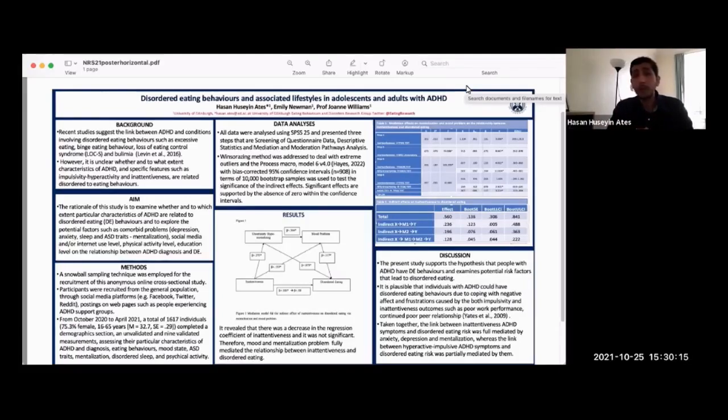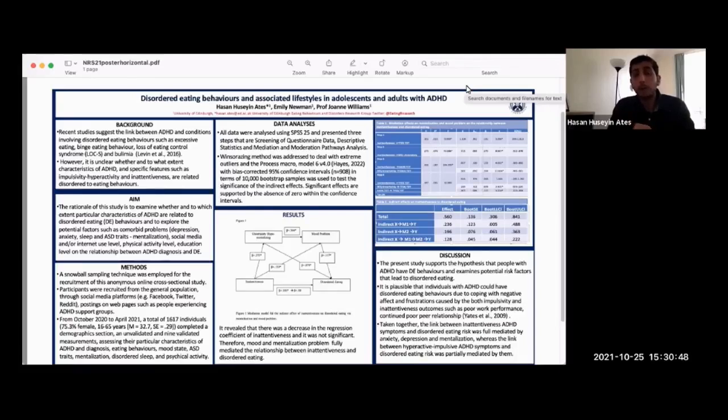And the Winsorizing technique we used to deal with extreme outliers, and also we used the PROCESS macro for analyzing this model, and our sample size was 908. And figure 1 presents our initial findings: the uncertainty hypomentalization assessed from the Reflective Functioning Questionnaire, and the mood problem, anxiety and depression, we assessed from the Hospital Anxiety and Depression Scale.